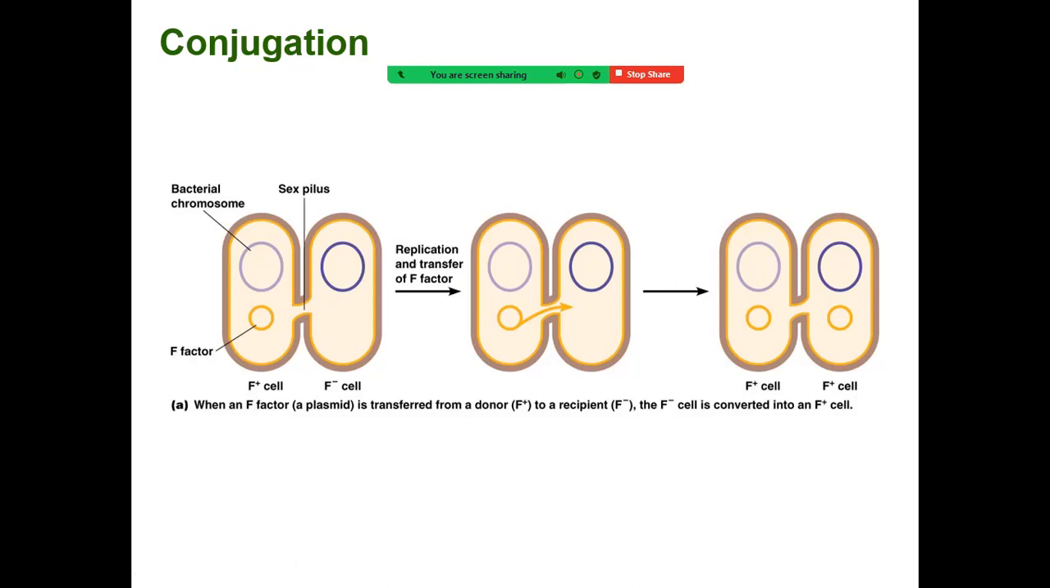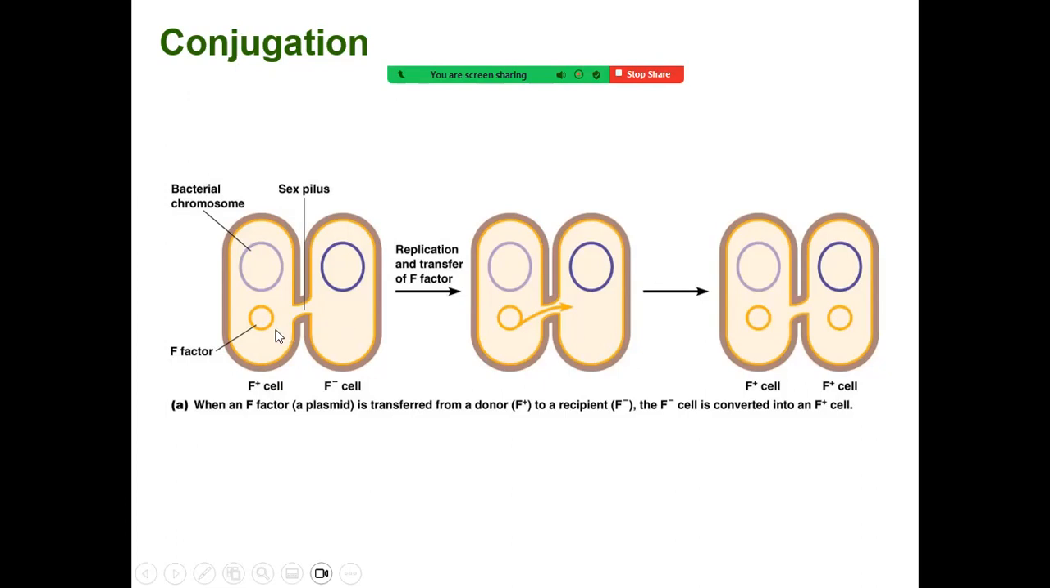The F+ cell has an F plasmid called the F factor here. You don't need to know that, but it does have a plasmid in it. And that plasmid can replicate so that there will be two copies of the plasmid. And that plasmid doesn't need to replicate when the chromosome is replicating. In fact, the plasmid will replicate when an F+ cell skewers an F- cell. And so that plasmid will replicate, and then one copy of the plasmid will move through the sex pilus into the F- cell.